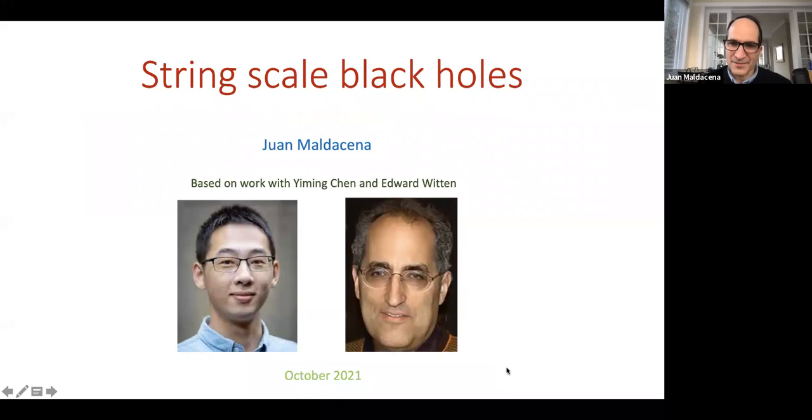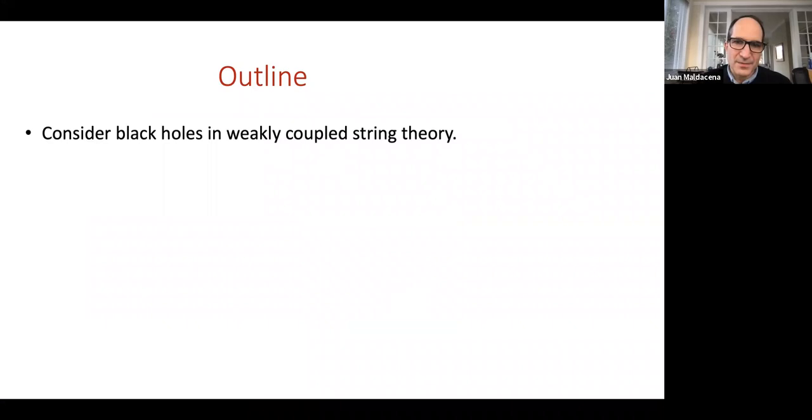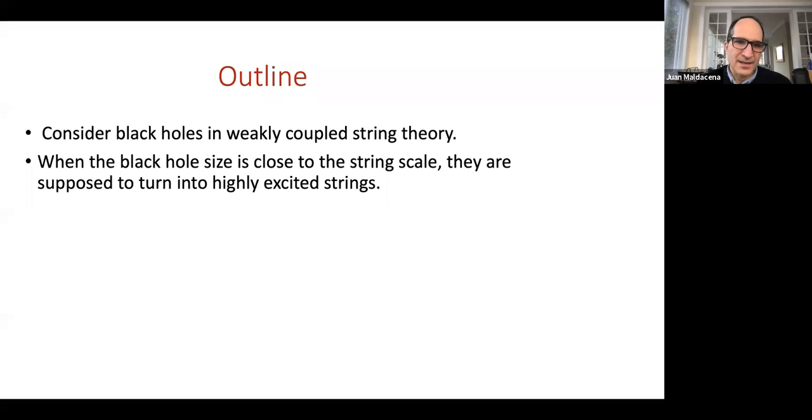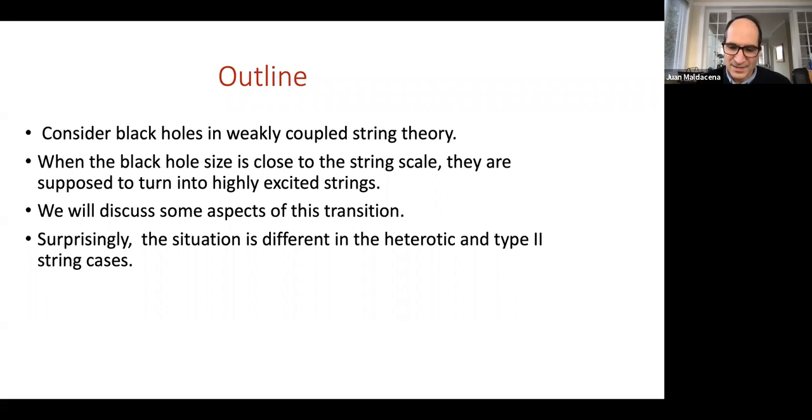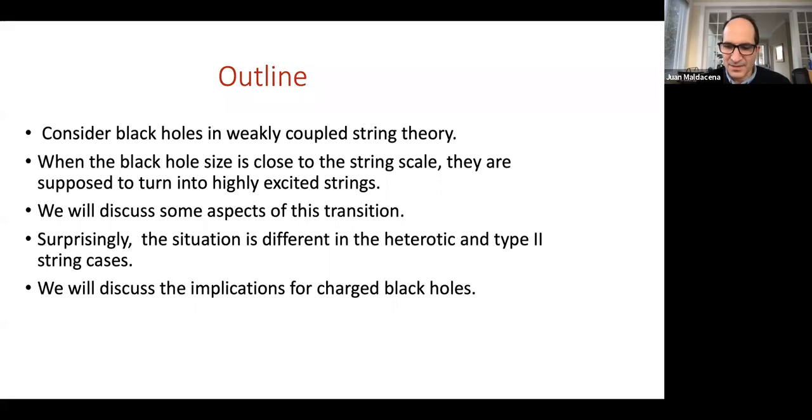This work is based on joint work with Yiming Chen and Ed Witten. The outline of this talk is the following. We'll consider black holes in weakly coupled string theory. When the black hole size is close to the string scale, they are supposed to turn into highly excited strings. This has been previously conjectured. We are going to explore the conjecture and try to understand a little bit better how this happens. So we'll discuss some aspects of this transition. Surprisingly, the situation is different in the heterotic and the type 2 string cases. We'll also discuss some implications of this for certain charged black holes.